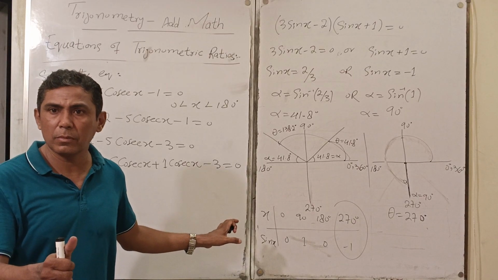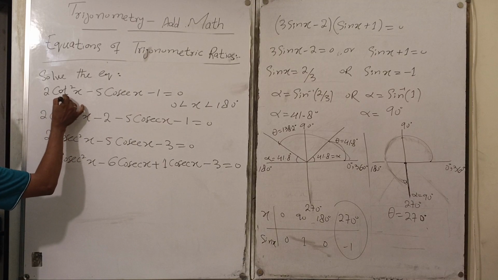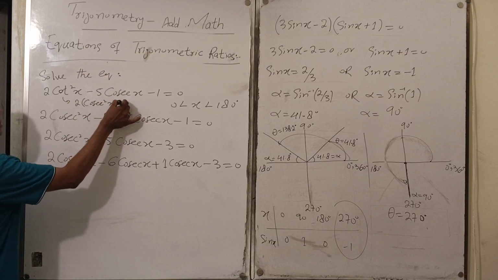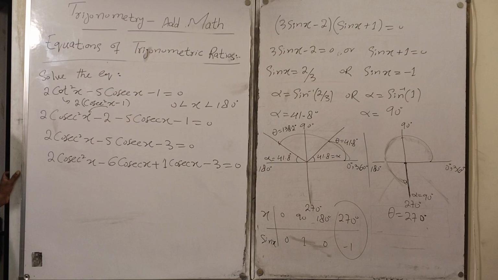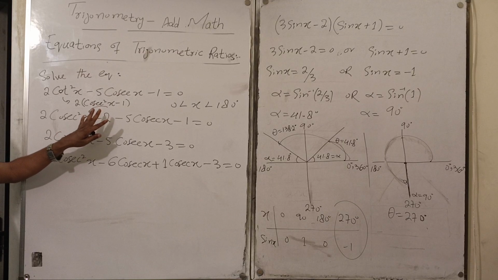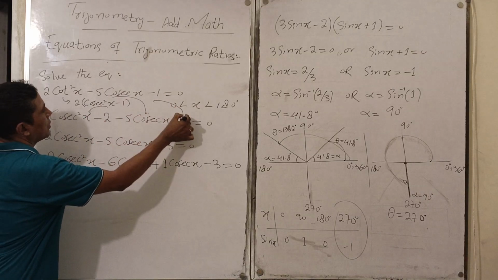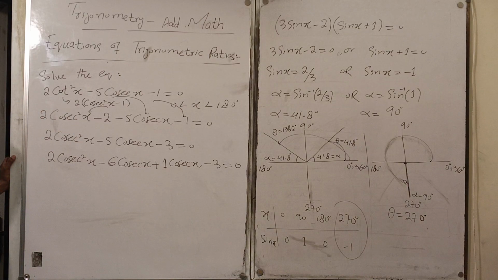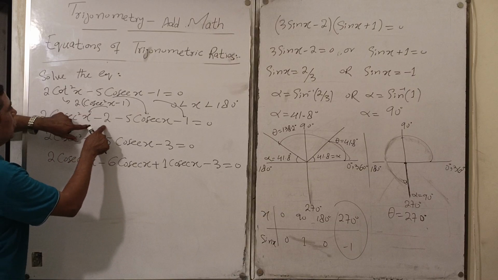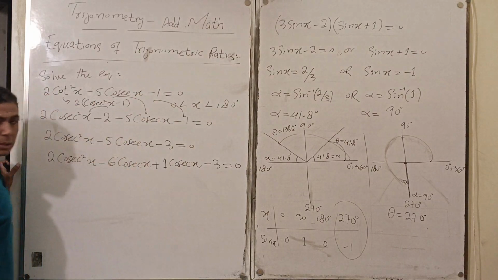Is there any confusion in the first step? Here I did cot square x equals 2 into cosec square x minus 1, so 2 cosec square x minus 2. The minus 5 cosec x comes as it is, and the minus 1 is also as it is. Combined with the minus 2, it gives minus 3. Clear?